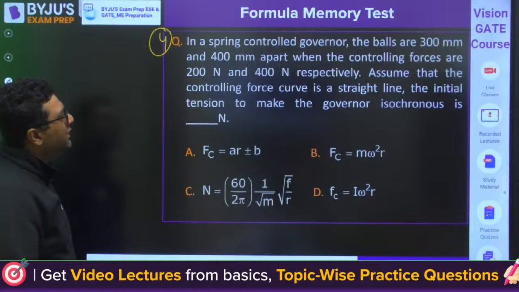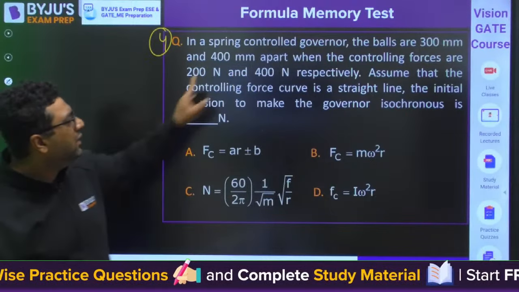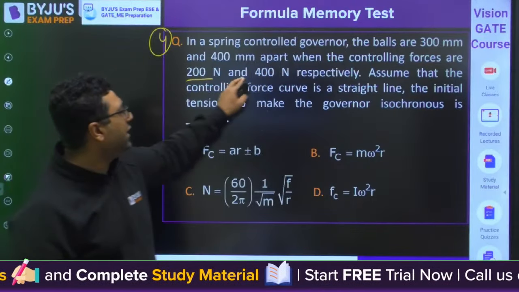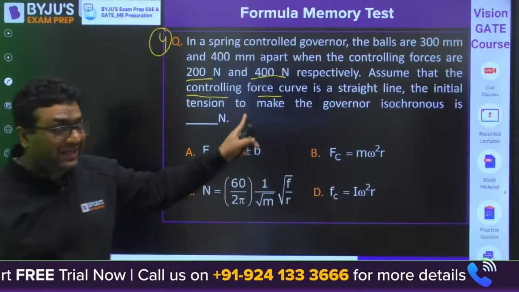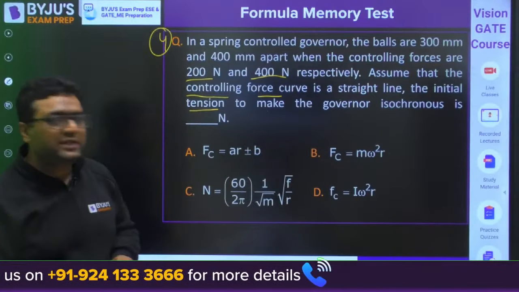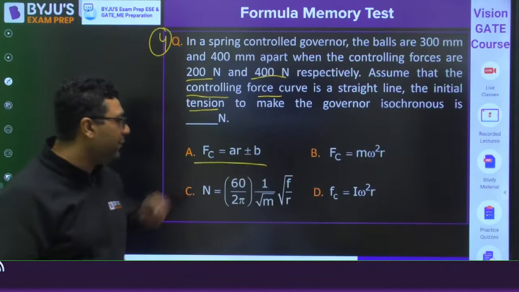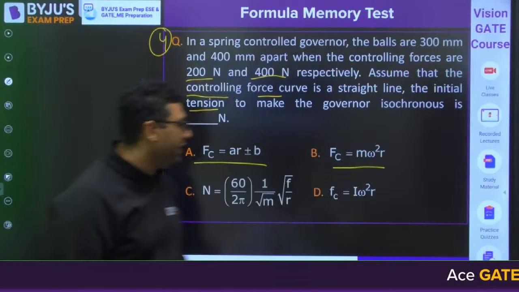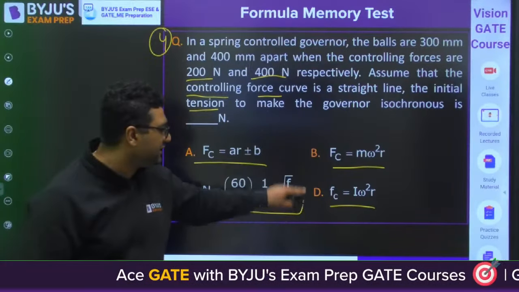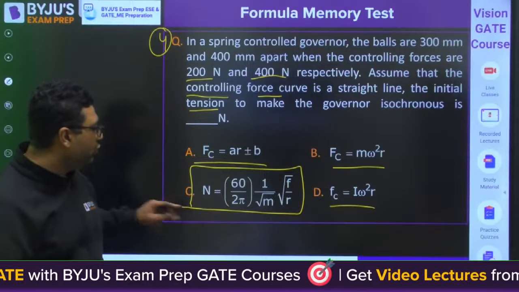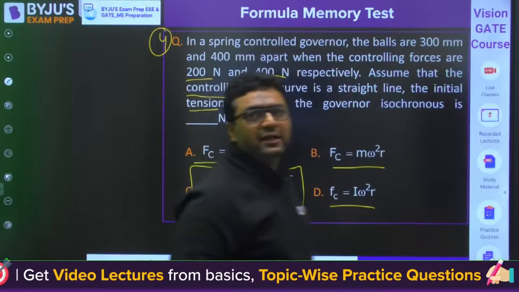Okay, so in a spring controlled governor, the balls are 300 and 400 mm apart when the controlling forces are 200 Newton and 400 Newton. Assume that the controlling force curve is a straight line. The initial tension to make. So in the straight line case, which formula is applicable? Fc = ar plus minus b, Fc = m omega square r, Fc = I omega square r, or N = 60 by pi into 1 by root m into square root of F by r. Which formula is going to be correct here?